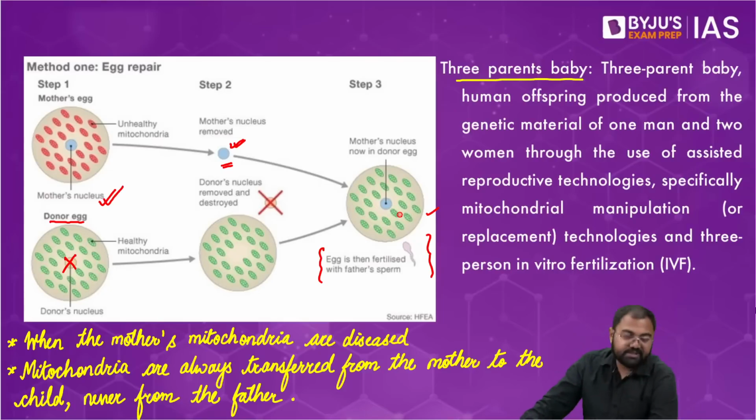Now the question is that why nucleus? The problem was with the mitochondria. So why not replace the mitochondria? Why are we using an indirect method of replacing the nucleus instead of mitochondria? Can you think of a reason?